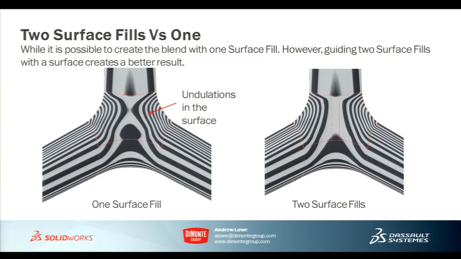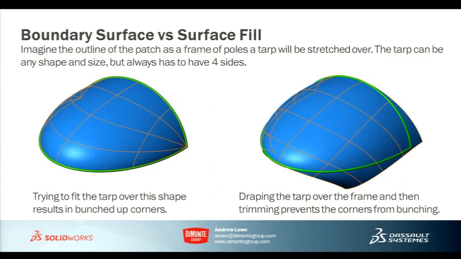I could have potentially done one surface fill at this point to complete the whole Y, but if we help guide 2 smaller surface fills, we can get a better quality result, where here we can see that the surface is actually kind of waving. This is an example of asking the surface fill to do too much. Thus, we break it into a smaller problem for it to tackle.